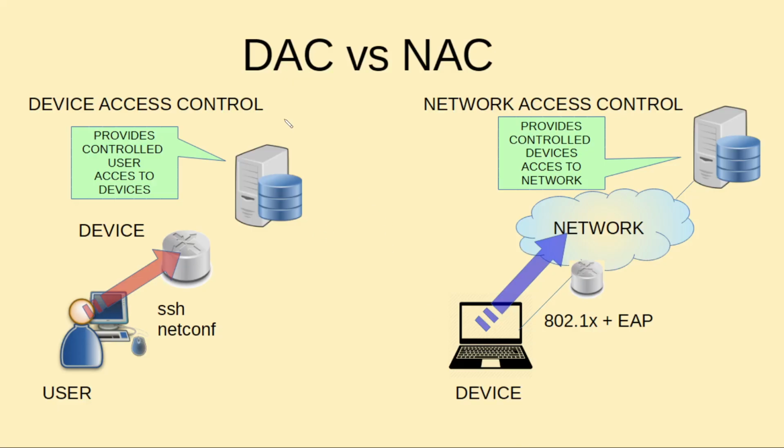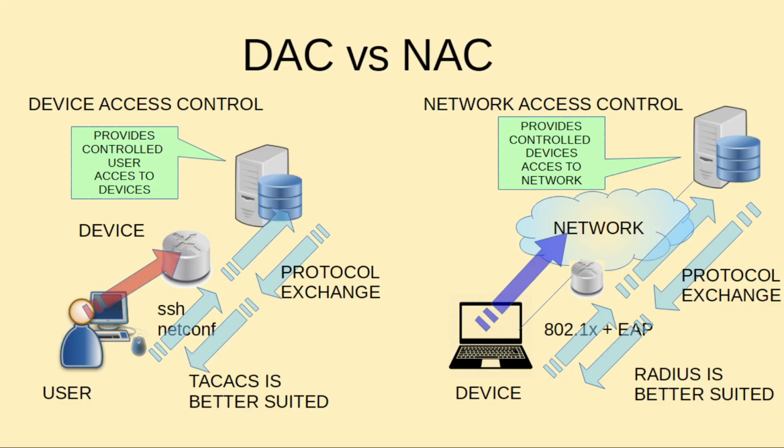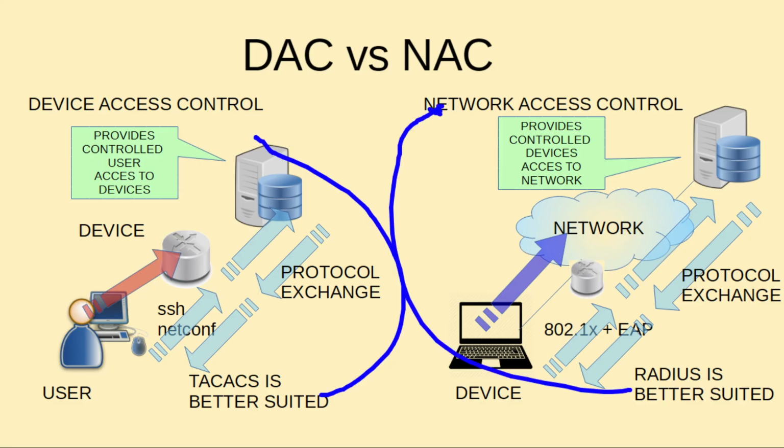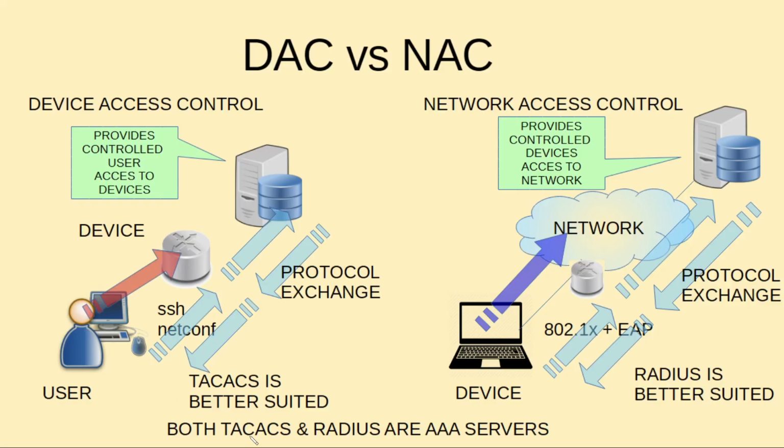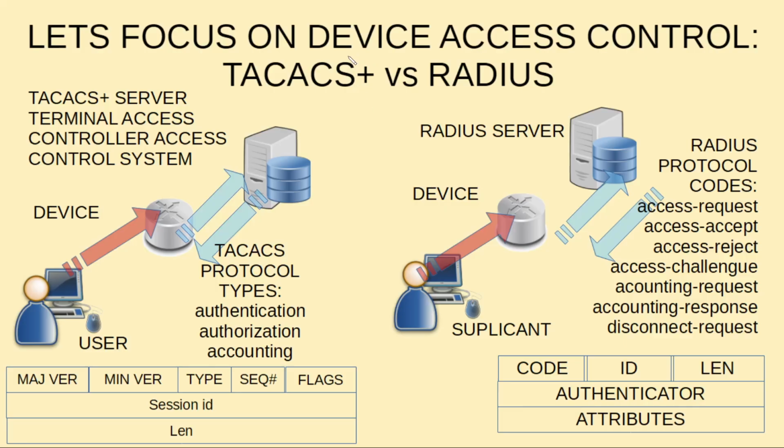Let's take a step back and talk about these two terms. With device access control, we are going to provide controlled user access to devices. And with network access control, we are going to provide controlled device access to a network. Now, the technology known as TACACS is better suited for device access control, and the technology known as RADIUS is better suited for network access control. Both technologies, TACACS and RADIUS, are AAA servers. For the time being, we are going to focus on device access control.